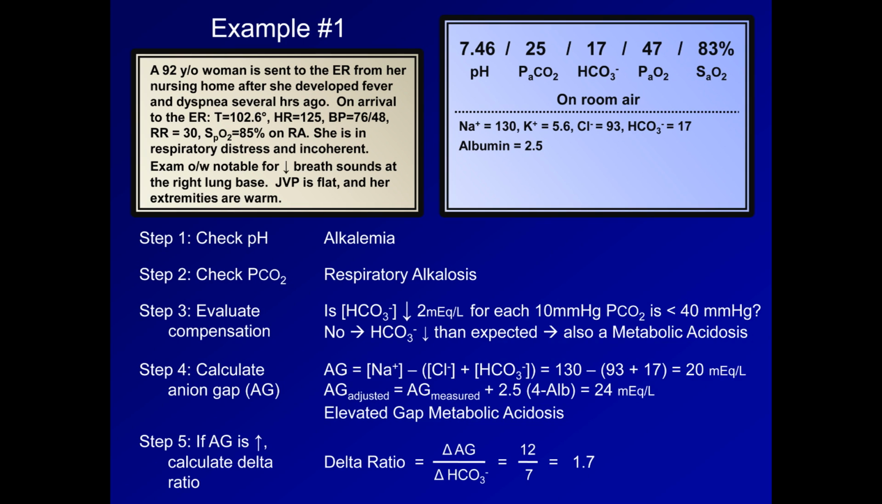If you recall from lecture 6, interpretation of the delta ratio requires us to have a hypothesis about the likely etiology of acidosis, but most etiologies generate a delta ratio between 1 and 2, with the exception of ketoacidosis. Therefore, this delta ratio of 1.7 is appropriate given that we know for a fact that an elevated gap metabolic acidosis is present. In other words, there is no third acid-base disorder.